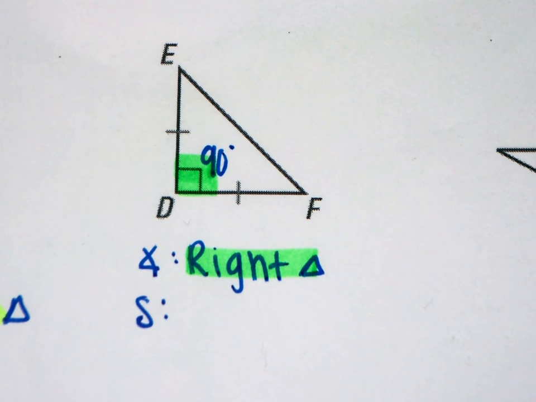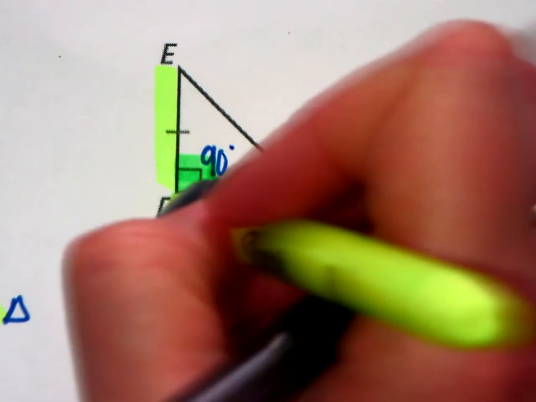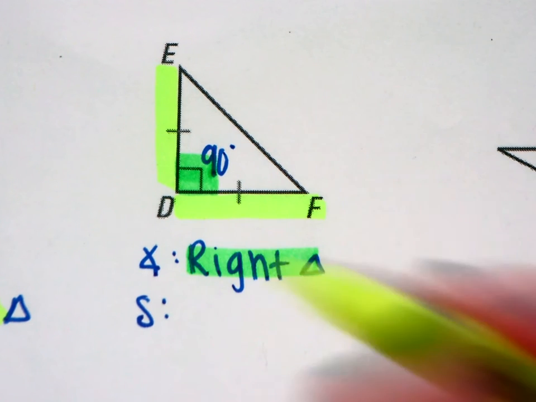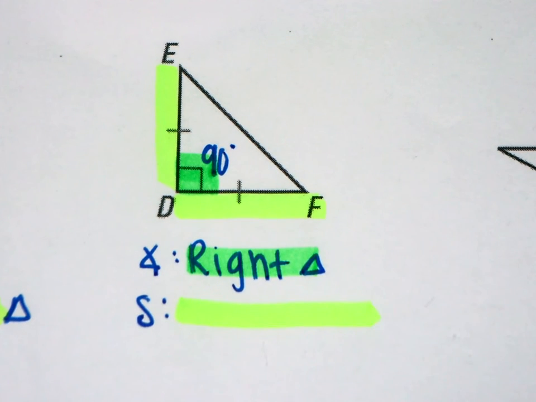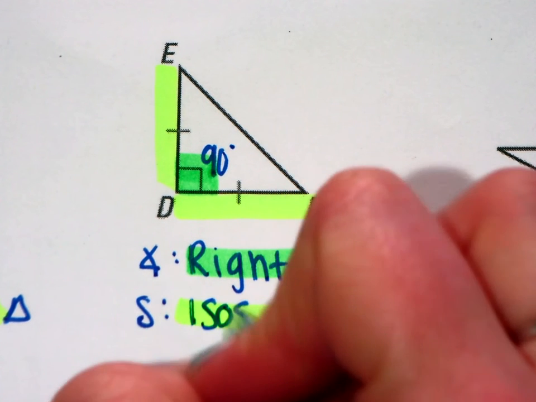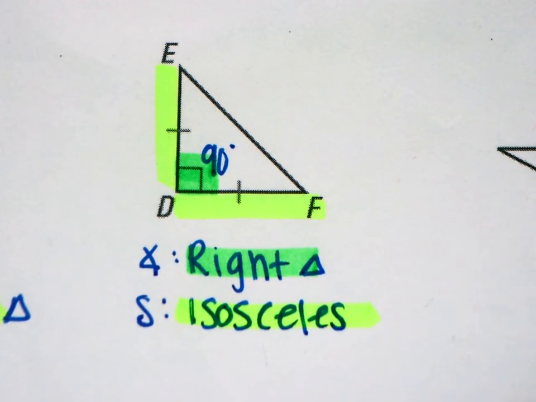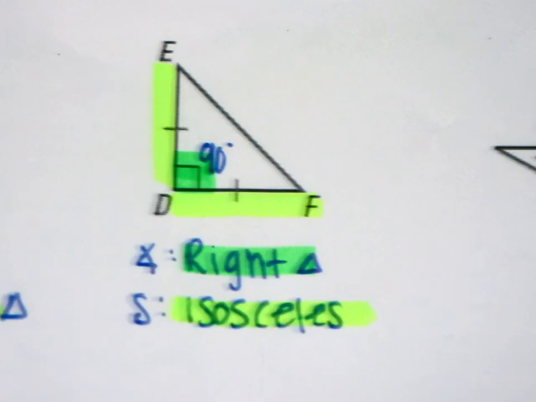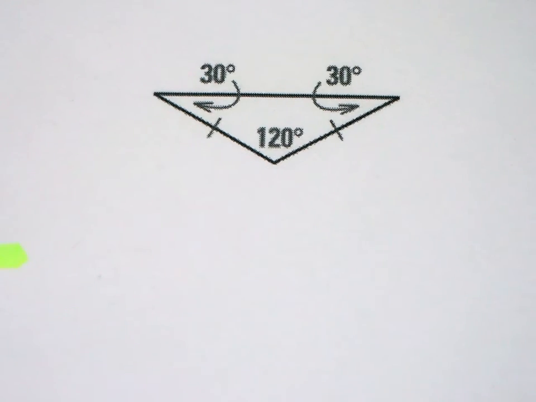Looking at the number of sides, again, we have two sides marked congruent. Two sides being congruent lets me know straight off that it is also isosceles. Remember, isosceles has two congruent sides, equilateral has all congruent sides, and scalene has no congruent sides. Let's move on to number 3.